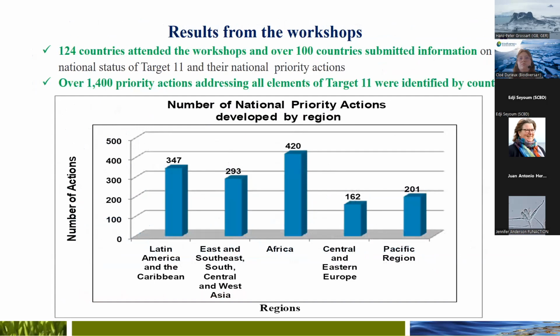The results from the workshops were enormous. 124 countries participated, 100 countries submitted information within the next 2 months, and over 1,400 priority actions addressing the elements of Target 11 were determined. And we see that each region had set a number of priority actions. There were 6 workshops, we have 5 in the graph. Asia consists of 2 regions here.